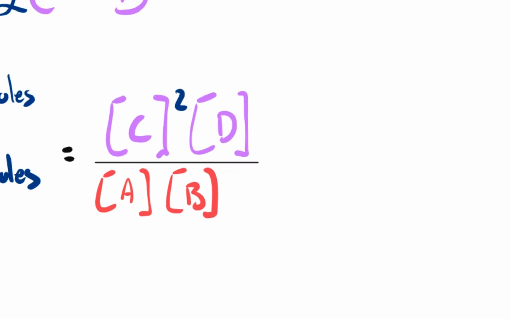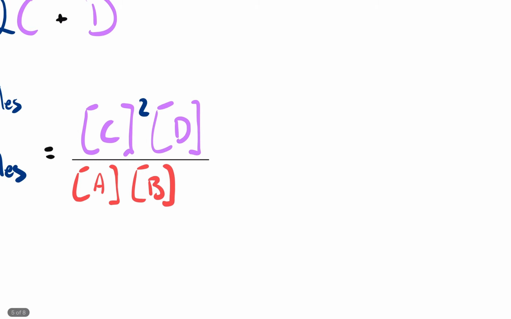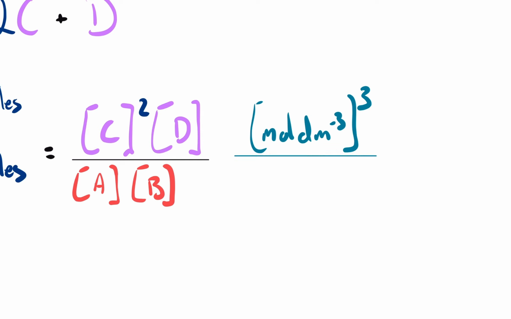So if we take this example again, we know what the units for concentration are. The units for concentration are moles per decimeter cubed. Now, in essence, we have 1, 2, 3 lots of moles per decimeter cubed, okay? 3 lots. Divided by, we've got 1, 2 lots of moles per decimeter cubed.